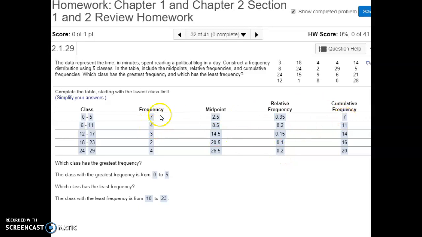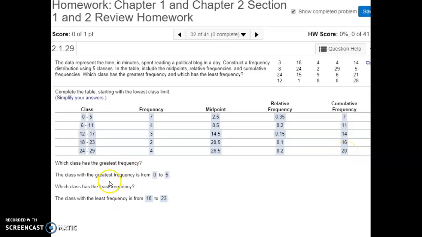And then the cumulative frequency, you're counting how many data values have been accounted for at this point. After the first class, it's 7. After the second class, you've included 4 more, which is a total of 11. And then 3 more is a total of 14, and so on until you've accounted for all 20.